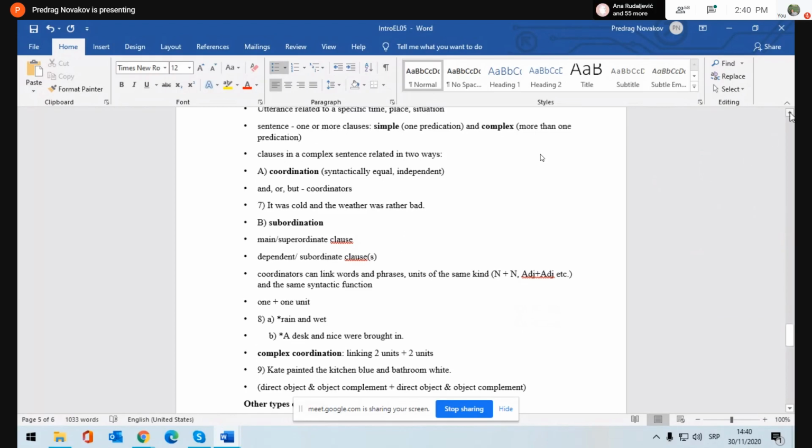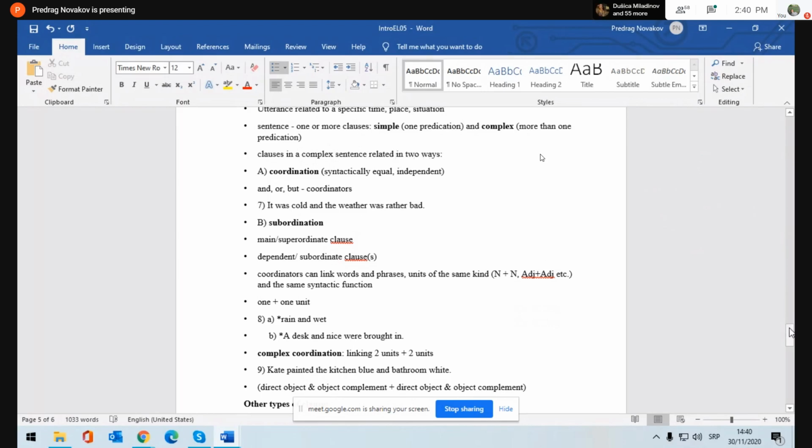Then we can proceed with the divisions of sentences. A sentence can consist of one or more clauses. We already mentioned this. If it is a simple sentence, it has one predication, actually one clause. If it is a complex sentence, it has more than one predication, or actually two or more clauses. So we can have one or more clauses within a sentence. If we have a complex sentence, which means two or more clauses, these clauses can be related in two ways.